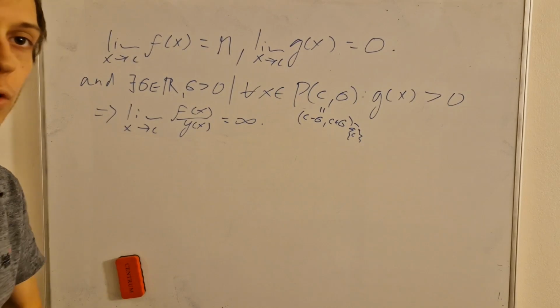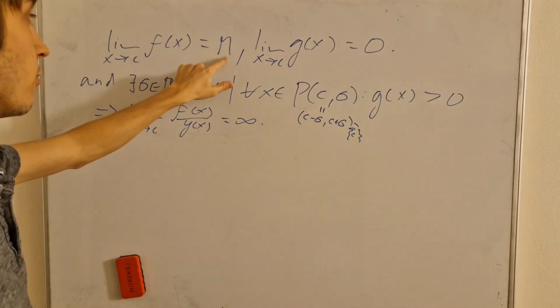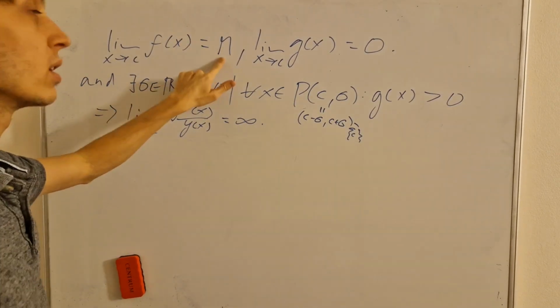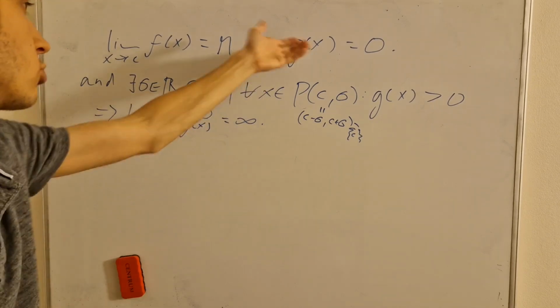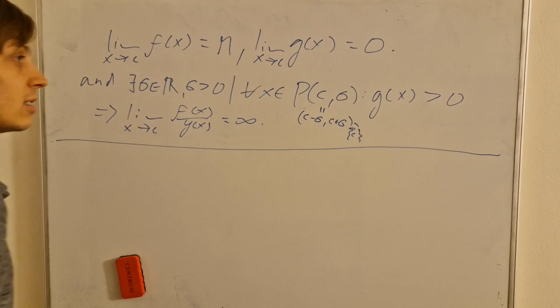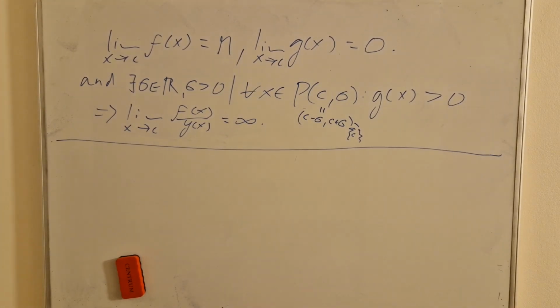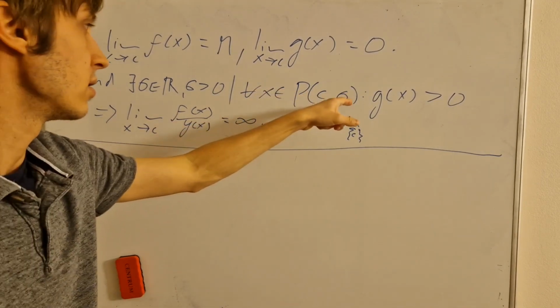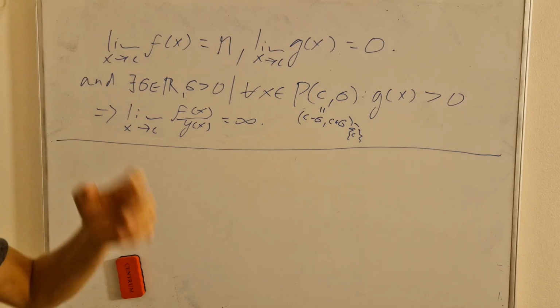And we need to prove this for m, with f of x going to either a real number or infinity, and g of x goes to 0 in either case. So let's see. And also let me note, and this is recommended to know anyway, the p of c, sigma. This is a type of notation.